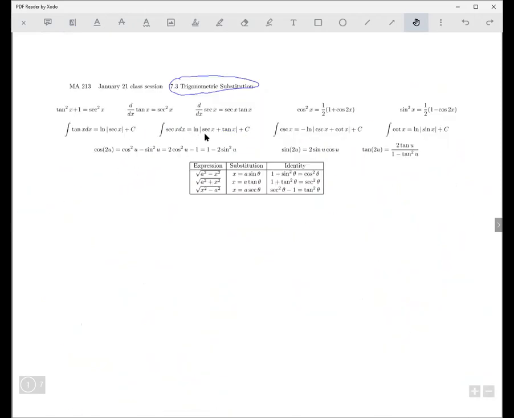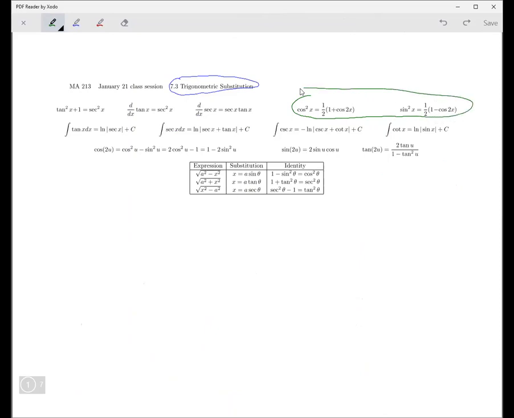So what we want to do is look at, where is it? Oh, these two right here. These are typically going to be the two that you're going to look to use. Just plug those in.